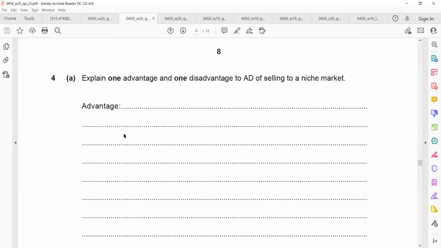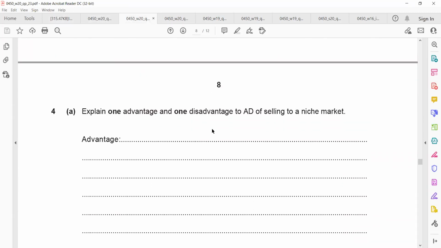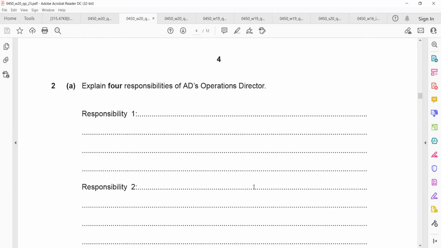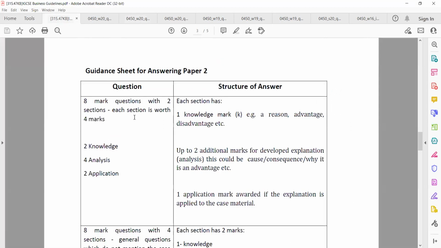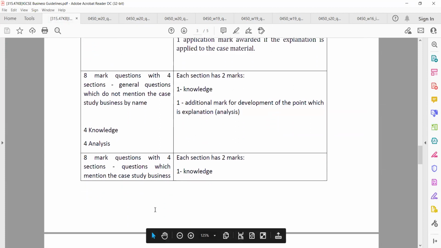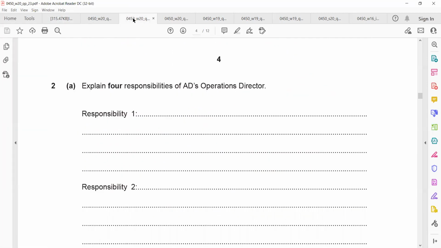I'll show again. 2 parts still, explain 1 advantage and disadvantage. 2 parts, explain 1 economy and 1 economy of scale. 2 parts also. Explain 4 responsibilities of AD's operations director. This is going to be the one that has application, because they are mentioning the case study business by name. They are mentioning something about the case study, which is AD's operations director.